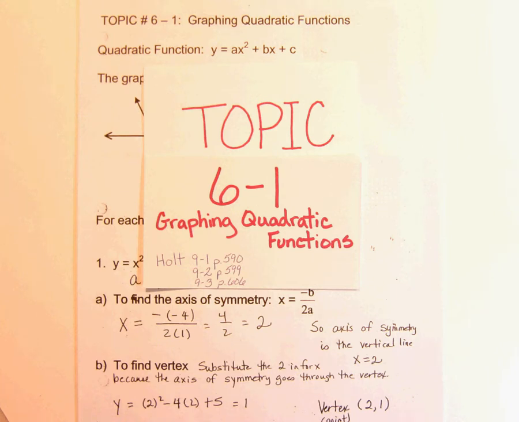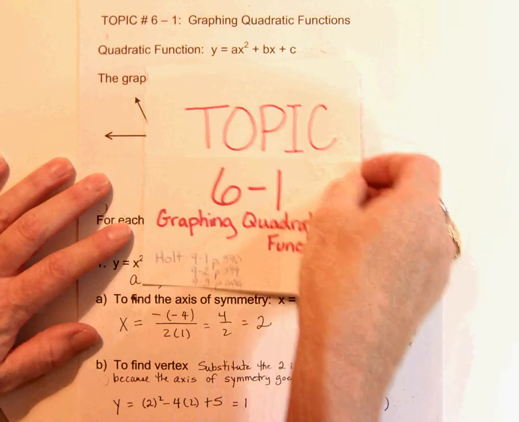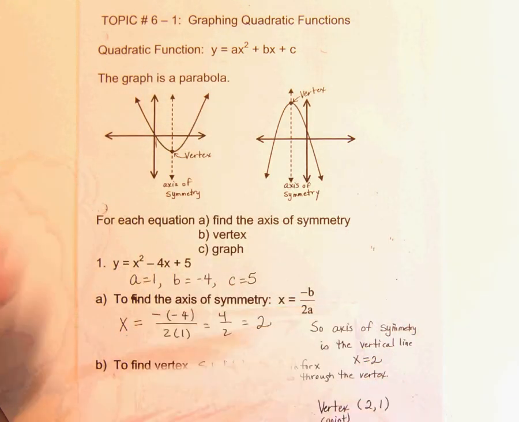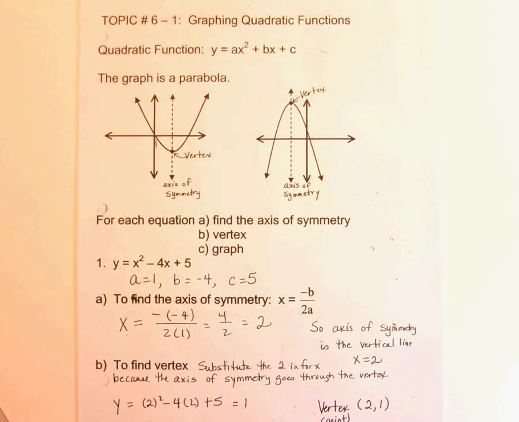Topic 6-1, Graphing Quadratic Functions. This can be referenced in our whole textbook, Chapter 9, Sections 1, 2, and 3. Each of those sections starts on pages 590, 599, and 606. This whole chapter is on graphing functions. So in this topic unit, we're going to focus on those things that you will be tested over.